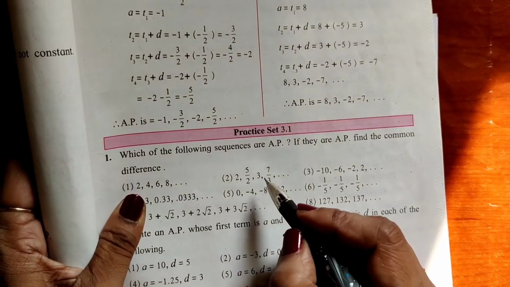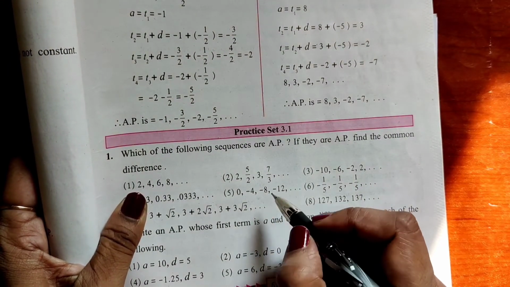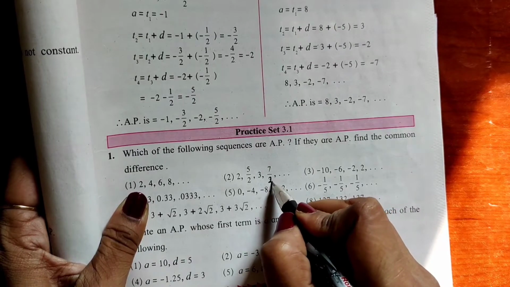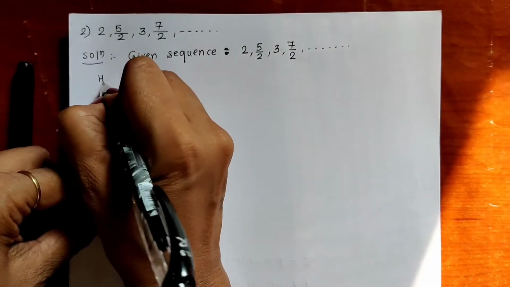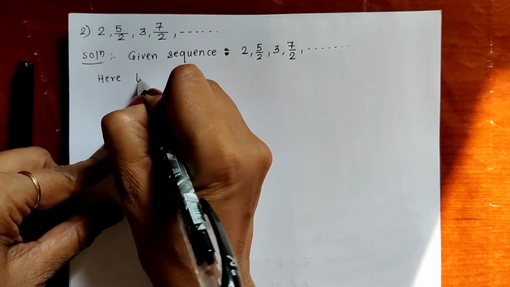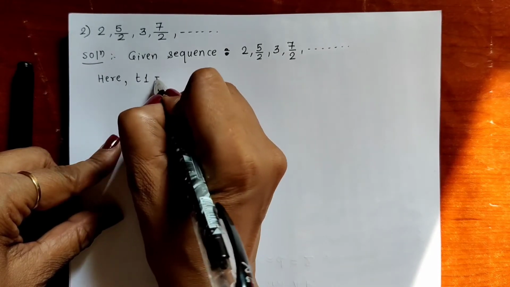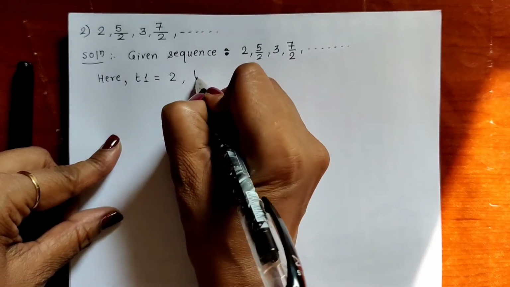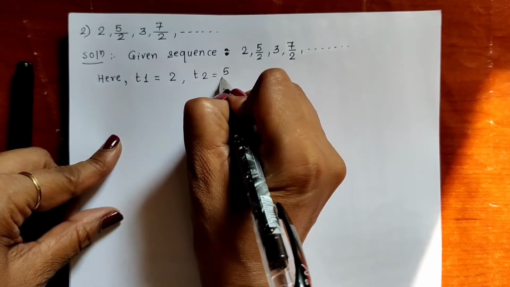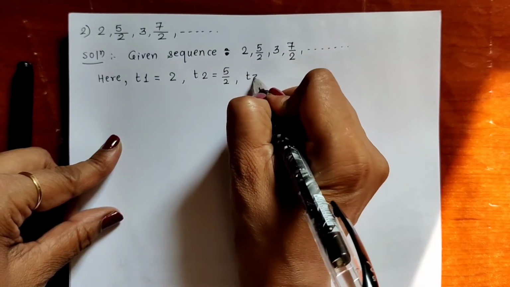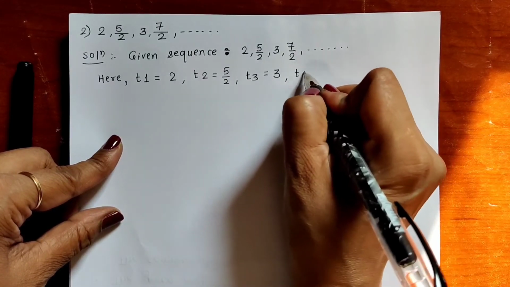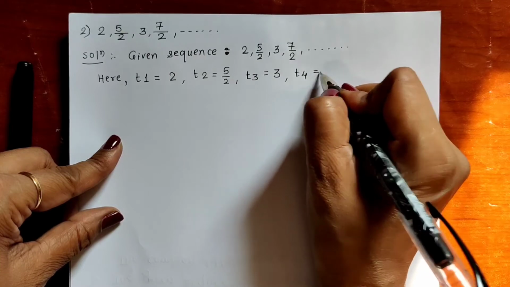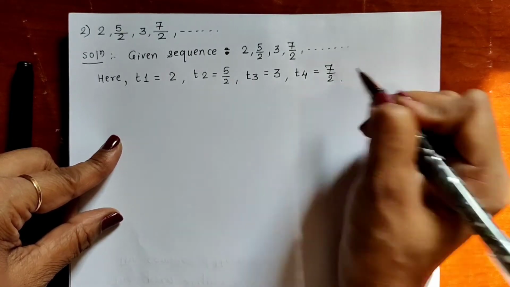In our textbook it is 7 upon 3 printed by mistake, so make it 7 upon 2. Okay. So let us write first, second, third terms here. T1 is the first term. T1 is equal to 2. Second term T2 is equal to 5 upon 2. Third term T3 is equal to 3. T4, fourth term, is equal to 7 upon 2. In this way write down the terms.